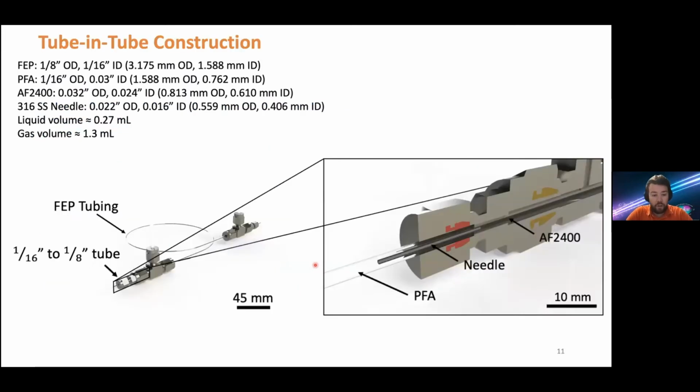Now, our tube-in-tube, this is what it looks like. It's composed of four different bits. So we have the FEP tubing, which is the tubing that contains the hydrogen atmosphere, the PFA tubing, which is the liquid tubing. AF2400 is the permeable membrane. It's shown in black here just so you can see it. And also a 316 stainless steel needle, which allows the liquid to pass from the PFA into the AF2400.